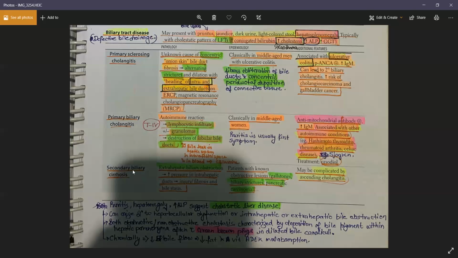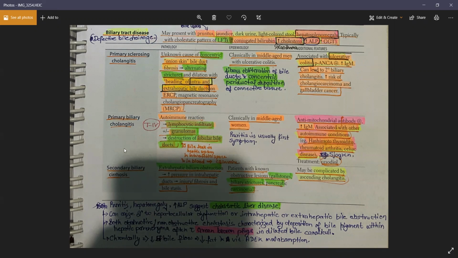And as a result of the obstruction, you will have an increase in the pressure in the intrahepatic bile ducts also, that can lead to injury, fibrosis, and biliary stresses. It is only seen in patients having some kind of obstruction, for example primary sclerosing cholangitis, gallstones, biliary strictures, pancreatic carcinoma. So anything blocking your extrahepatic bile duct can increase the pressure in the intrahepatic bile duct also, and that can cause damage to the liver.